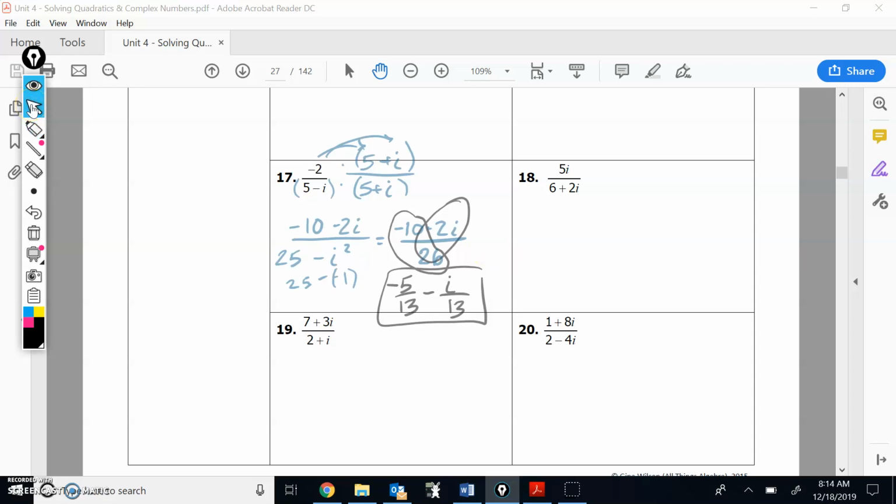The conjugates are going to get some time to practice. It's a little more confusing. I think the adding, subtracting we can all do. Again, the most important part is saying that i squared is -1 and changing that accordingly.